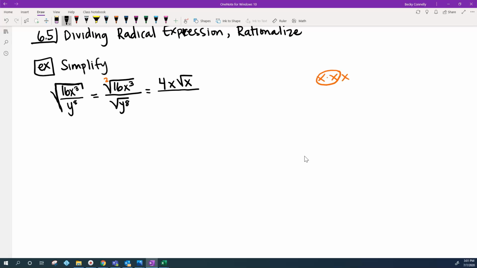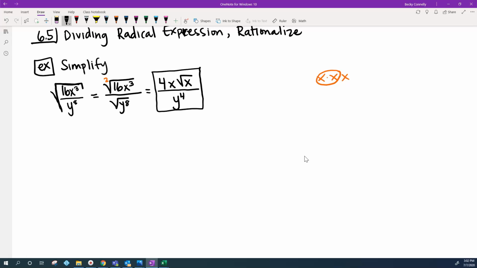Okay, and then on the bottom, right, remember there's 8 of them. How many pairs do we have there? Well, we'd have 4 pairs. And so everybody gets to come out on that one. And that's how you would leave your answer for that.